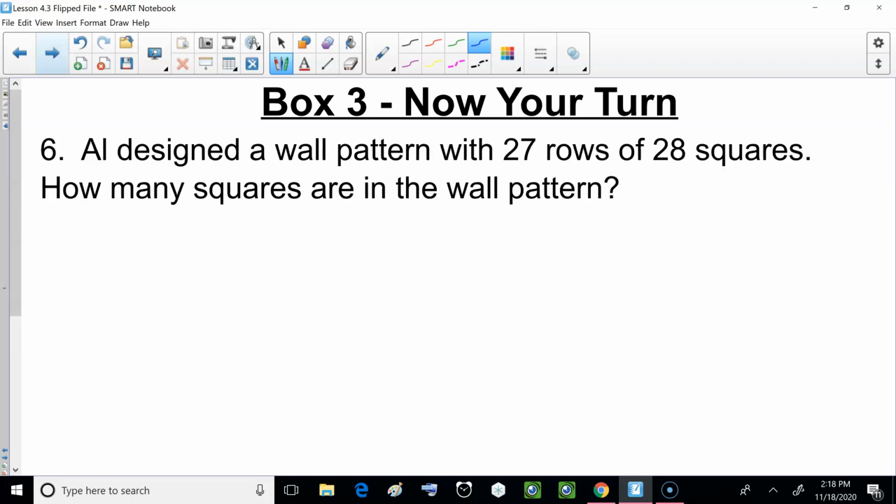And last but not least, we have a word problem for you today. Al designed a wall pattern with 27 rows of 28 squares. How many squares are in the wall pattern? So you can pause it again, read the problem over again, and solve it. Good luck.